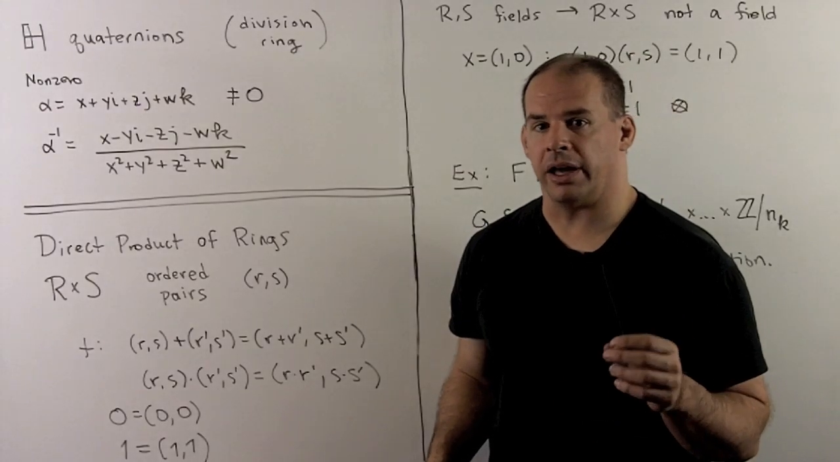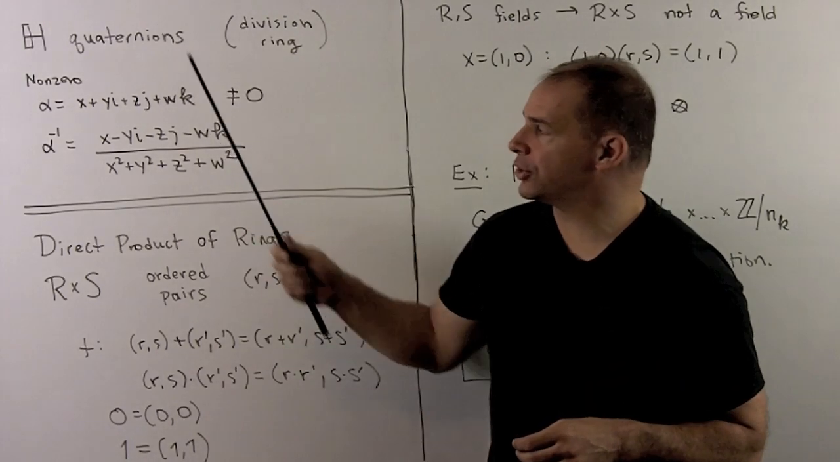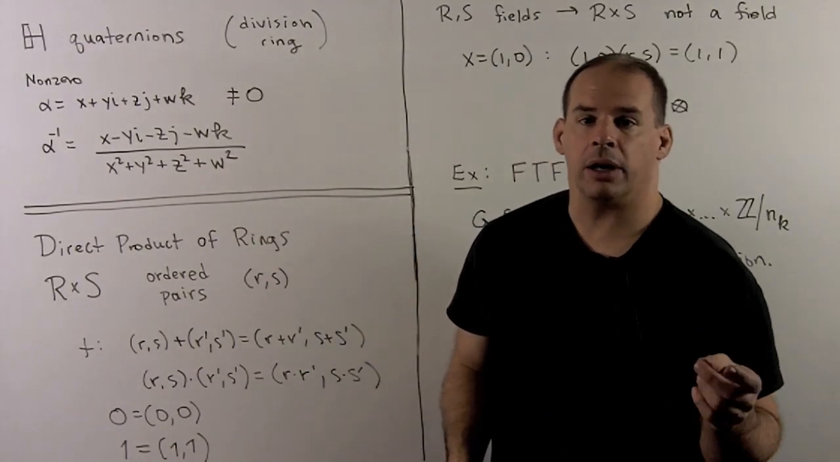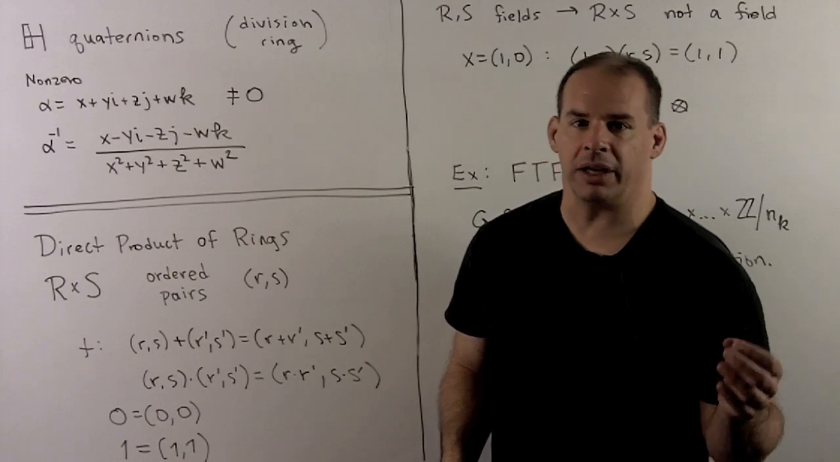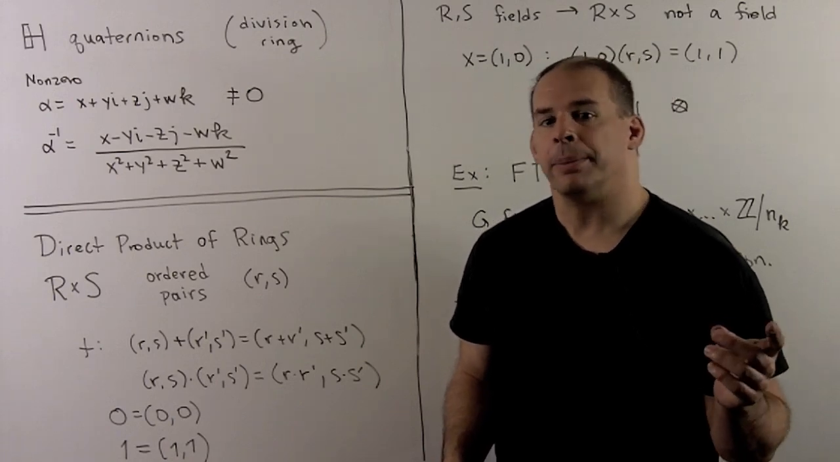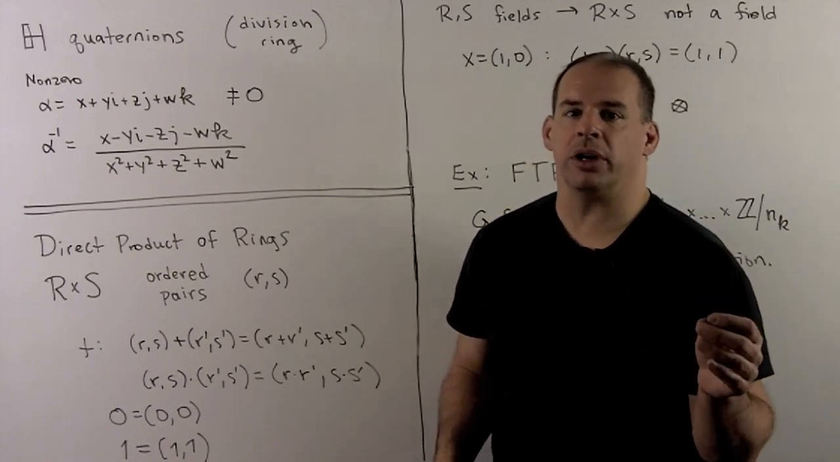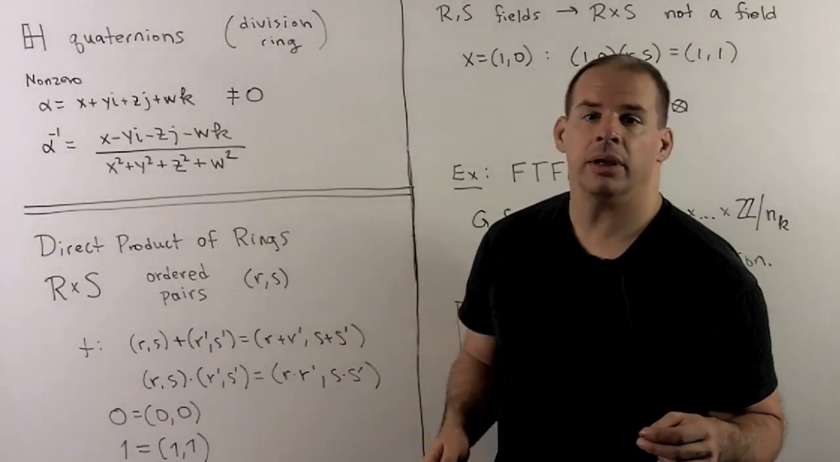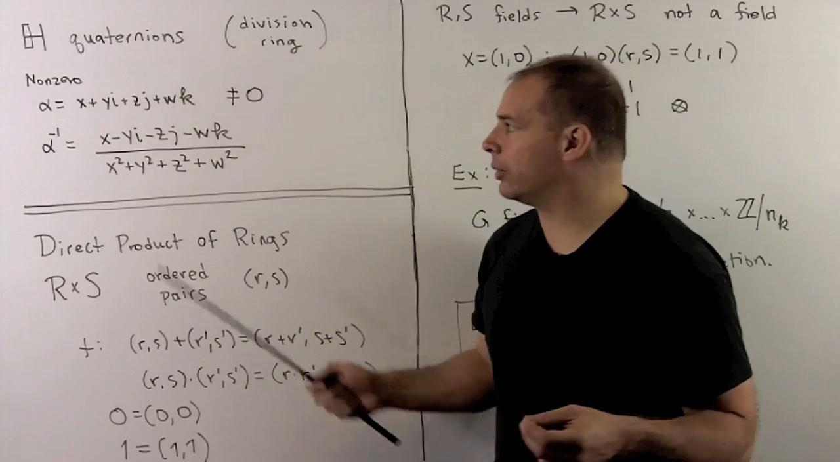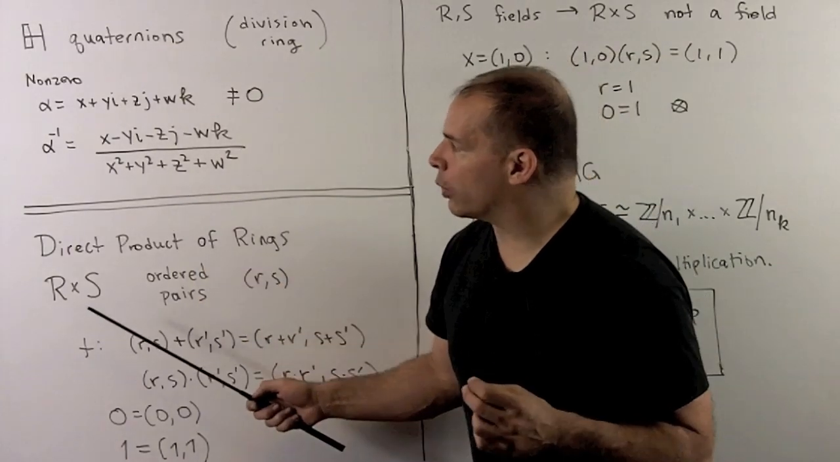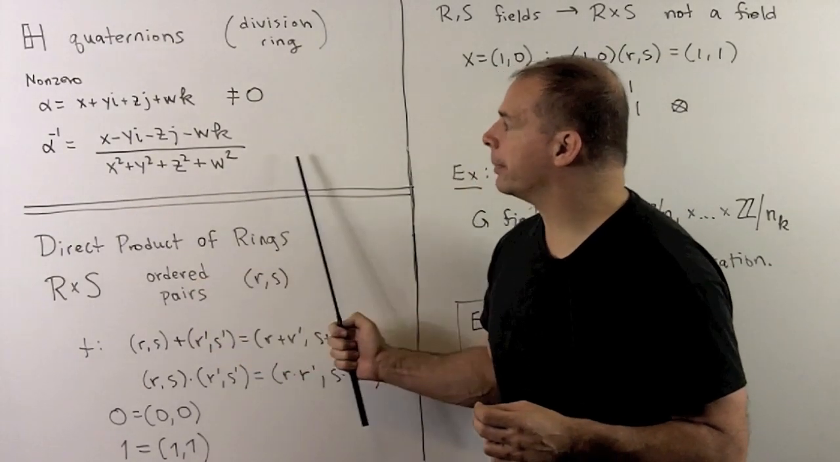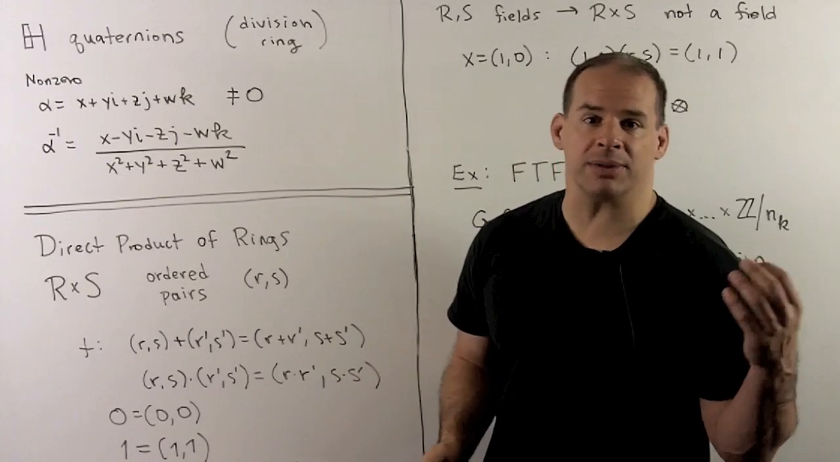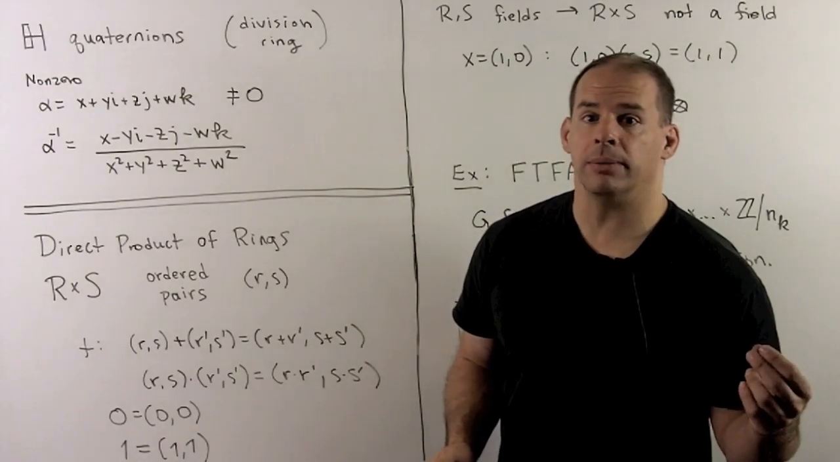One more field-related item. Let's consider the quaternion ring. Here, every non-zero element has a multiplicative inverse. Now, because the quaternions are not commutative, we call it instead a division ring. If we have alpha non-zero given as follows, the formula for the inverse is given here. I'll leave it to you to check that alpha times alpha inverse is equal to 1.